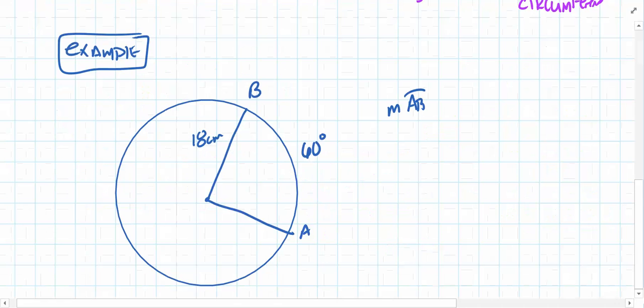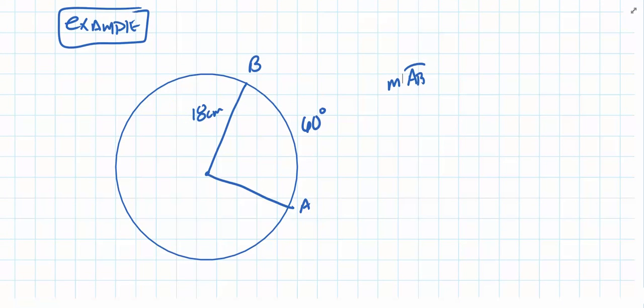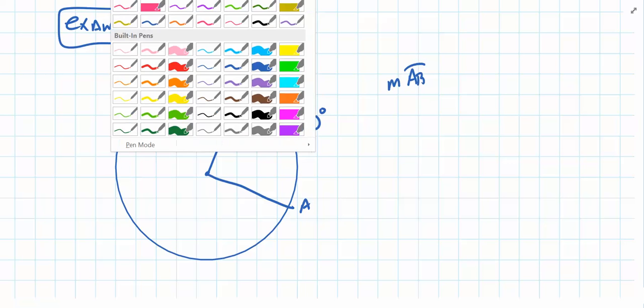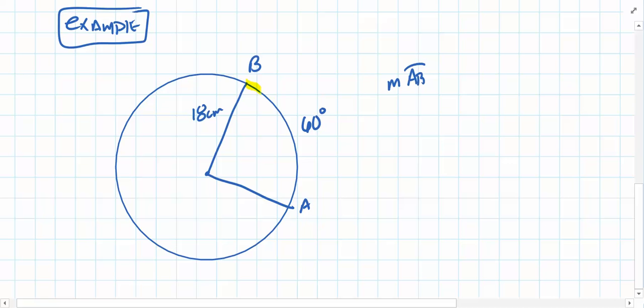Okay, let's do this example here. We've got a 60-degree arc. We're trying to find the measure of arc AB, and we're going to get both answers to the best we can. We're going to get the exact and we're going to get the approximate. So again, if I was a little ant and I was going to walk along the curve of that circle, or if I was going to take that highlighted part out of the circle and lay it flat on the ground, how long would it be? That's what we're trying to figure out.